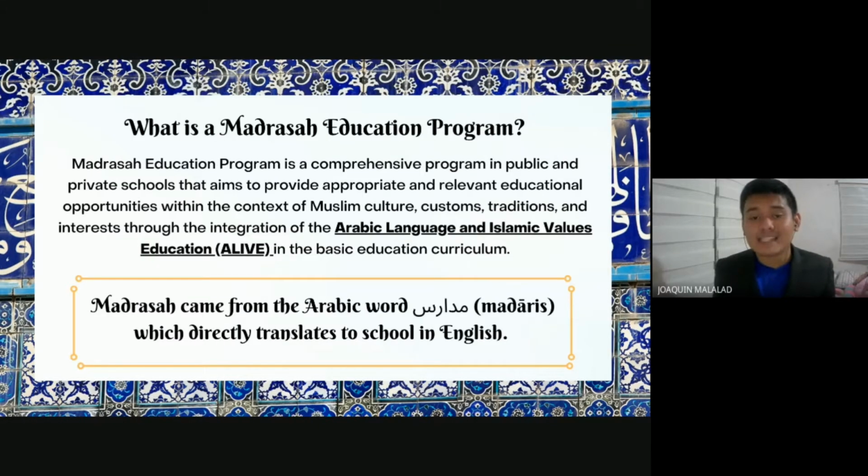What is a Madrasah Education Program? Like what I've mentioned before, the Madrasah Program highlights the importance of Islamic values, and let me highlight the word Arabic language and Islamic values education, or in short, ALIVE, which is a program implemented in public schools which aims to provide additional subjects on Arabic language and Islamic values in the basic education program. Why Arabic? Yes, Arabic, because it is the language used in the Quran, the Islam holy book.